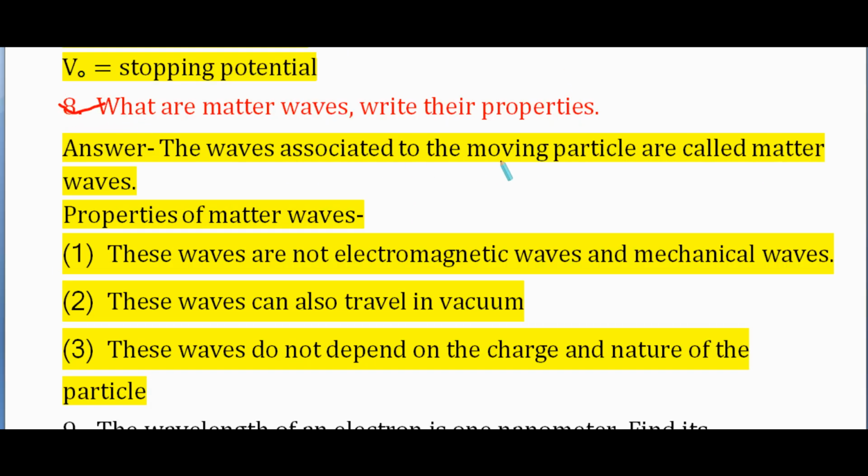What are matter waves? Write their properties. The waves associated with the moving particle are called matter waves. The properties are: these waves are not electromagnetic waves and mechanical waves. These waves can also travel in vacuum. These waves do not depend on the charge and nature of particle.